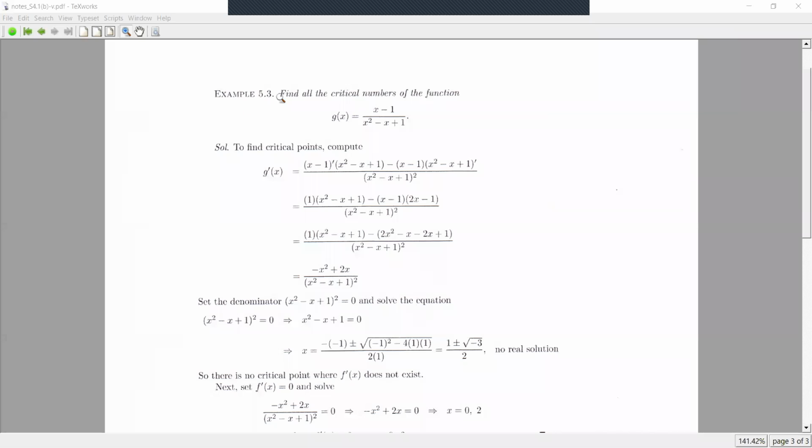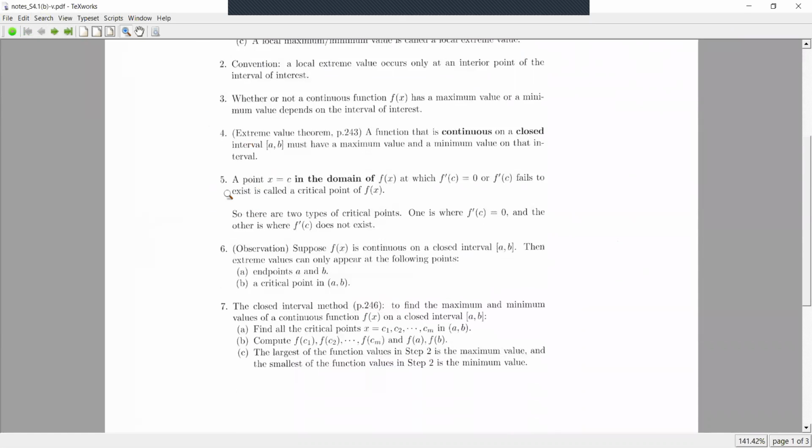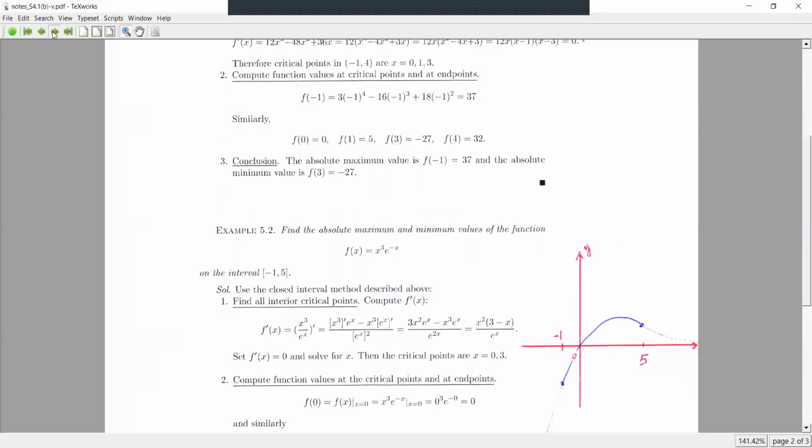The next two examples are about finding critical points. Take a review about what is a critical point. Go back to the review. A critical point is a point in the domain of the function at which derivative is 0 or doesn't exist. This is the definition of a critical point. Okay, now go back to the examples.